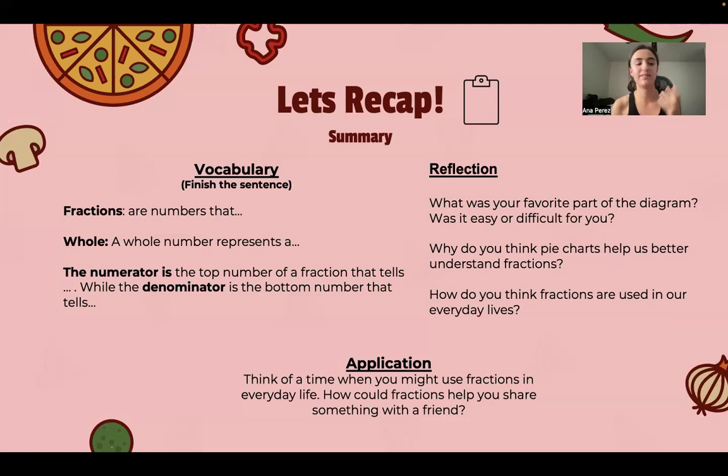All right, next, whole. A whole number represents a complete amount or object that is not divided into parts. It is a number without any fractions or decimals. Great job. All right. Now let's remember these vocabulary words from the beginning of our lesson. The numerator is the top number of a fraction that tells us how many parts you have, right? While the denominator is the bottom number that tells us how many equal parts we have. Great job.